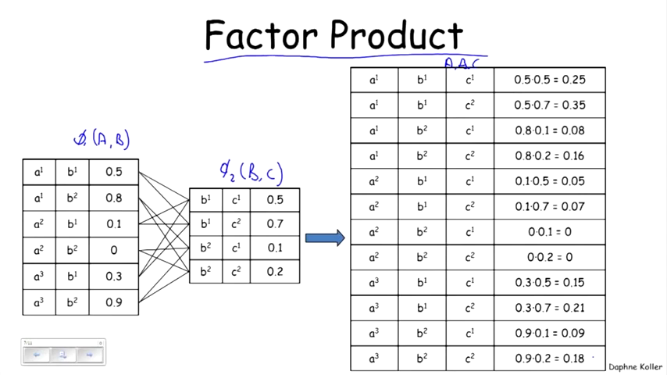And if we want to figure out, for example, the value of the row a1, b1, c1, it's going to come by taking the A1, B1 row from here, the B1, C1 row from here, and multiplying them together. So we're going to get 0.25. So this is effectively taking the functions or the tables and just multiplying them together.